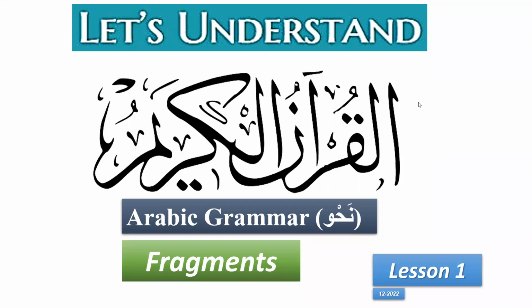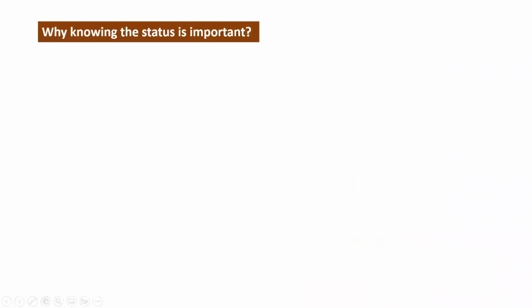So what we are going to do in the first part today is go over why knowing the status is important. We know now how to tell the status, gender, number, and type, all the 4 properties of an ism. But what's the use of knowing them? Especially the first one, status. What's the benefit of knowing the status? Why do we need to know the status and why is it important?